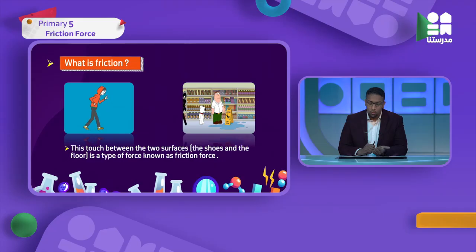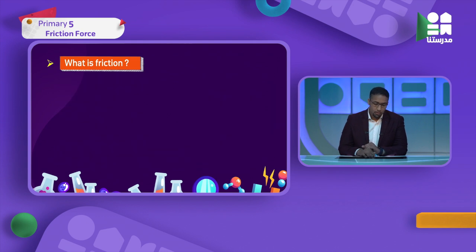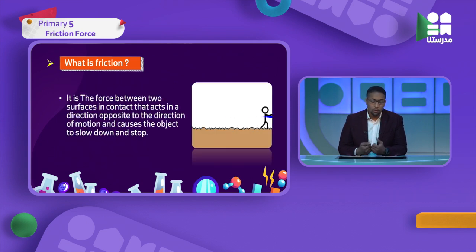This touch between the two surfaces, the shoes and the floor, is a type of force known as friction force. التاتش ده أو التلامس ده بين التو surfaces نوع من force، نوع من القوة اسمه friction force. اسمه إيه؟ friction force. Perfect. لسه هنفسر تاني وهنقول الديفينيشن بتاع الفريكشن فورس.